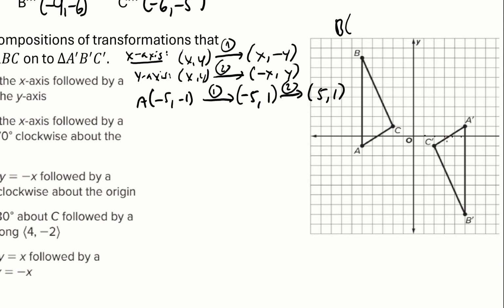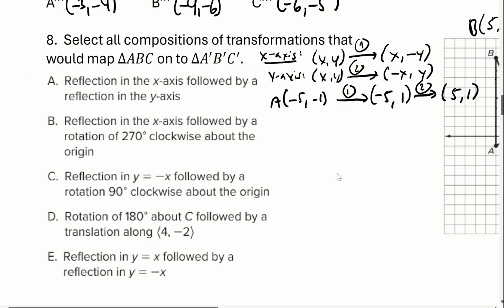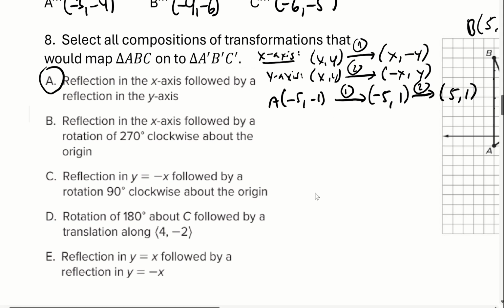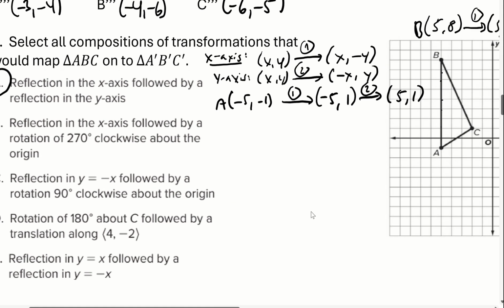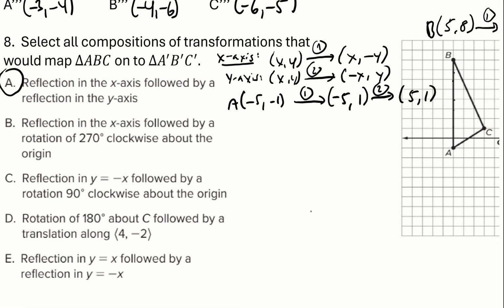Now if I do that for B, let's test it for one more. So B is 1, 2, 3, 4, 5, and 1, 2, 3, 4, 5, 6, 7, 8. So then if I do the first transformation, it's 5, -8, and then -5, -8. So that is -5, -8, right? So that's good. So A looks correct so far. We got to select all of them though, so we can't just be done there. So let's do a reflection in the x-axis followed by rotation 270 about the origin. We know the rule for reflection in the x-axis. Let's do the formula for rotation about the origin.